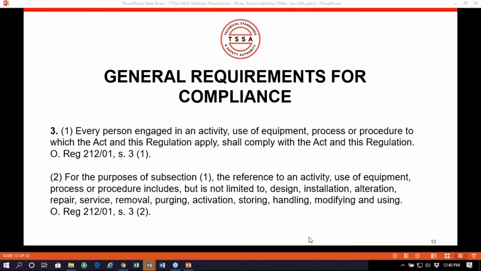So the first one, fairly straightforward. We must comply with the Act and the regulations and the codes that are adopted through the legislation. But I would point out to you that there is an alternative in that if you can demonstrate equivalent safety, TSSA would consider a variance, and we do that quite often.